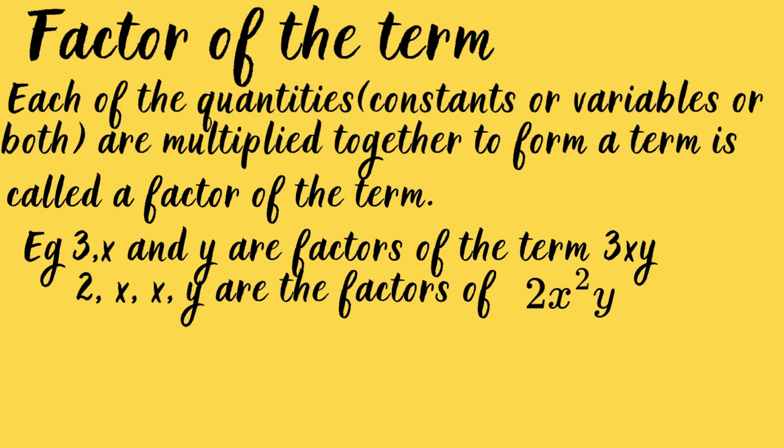Each of the quantities, whether it's a constant or a variable or both, when they are multiplied together to form a term, is called a factor of the term. So therefore, in the term 3xy, 3, x and y are the factors of the term. Whereas in 2x square y, 2, x and y are the factors, as x square can be broken down into x into x.